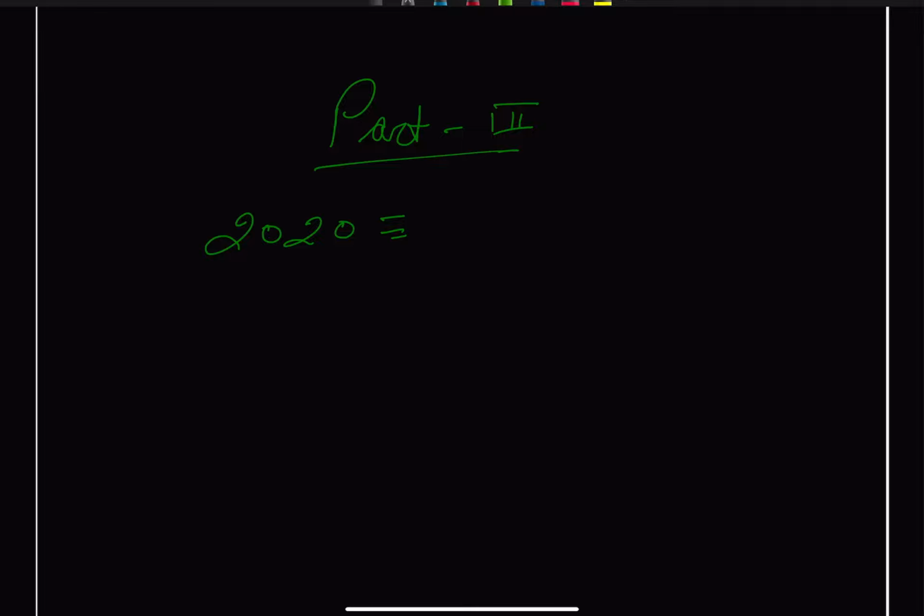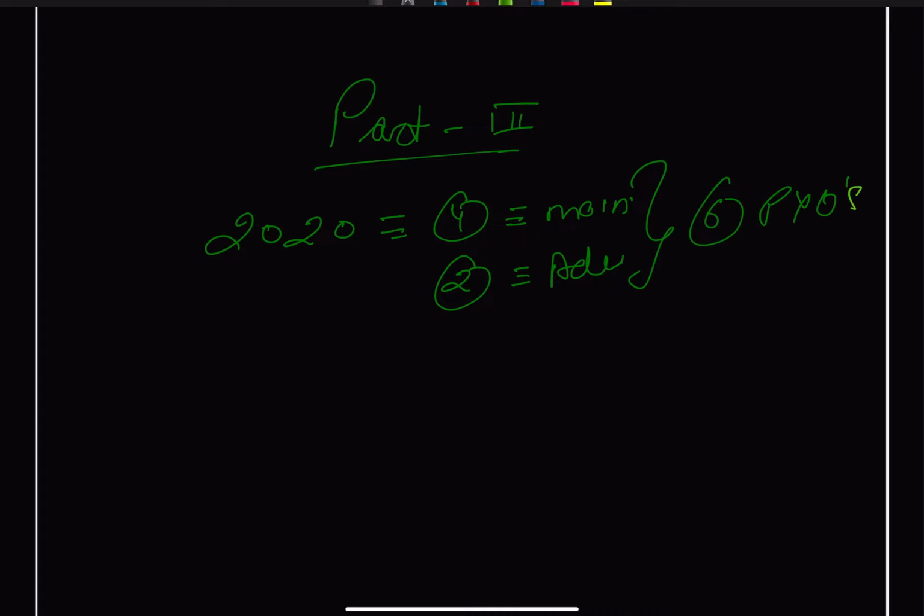Out of these 6, 4 are from the mains and 2 are from advance. So this is our total 6 questions, and this is the last part. We have already covered the main questions in the first and second parts, and here we consider 2 advanced as well as 4 main questions.